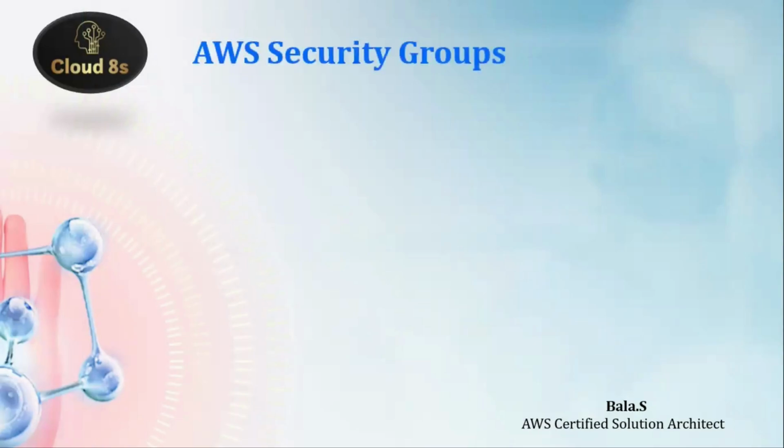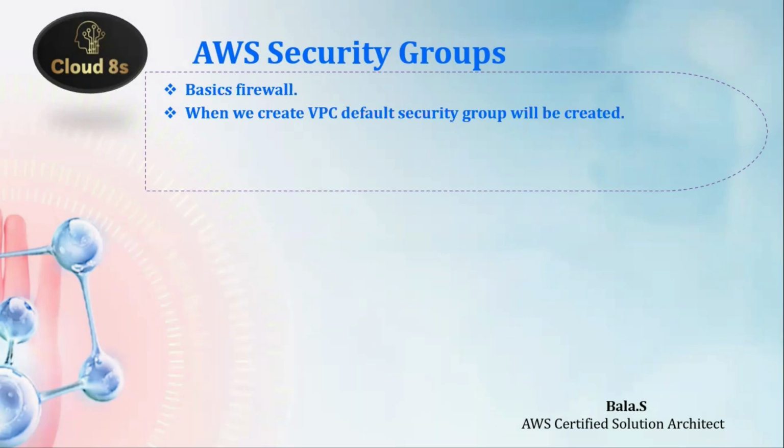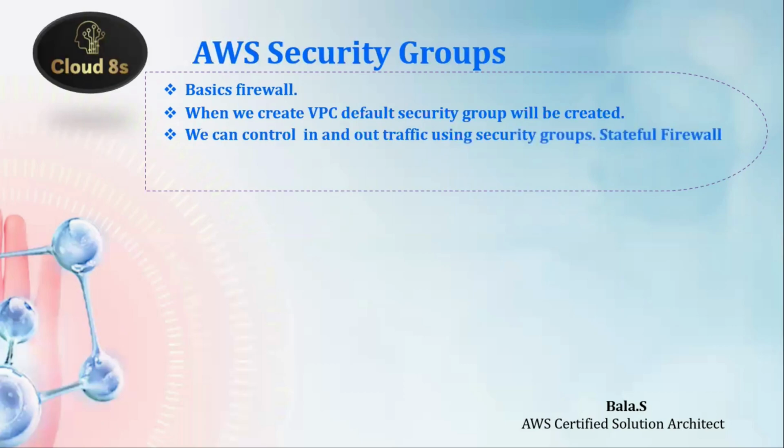Basically, AWS security groups are the basic level of firewall. As I mentioned, it is the entry level of firewall, so that we can allow and deny the traffic at the EC2 instance level. When we are creating the VPC, by default one security group will be created under the VPC. So we can create multiple security groups under the VPC. There is no limit. Using security groups, basically we can allow and deny the traffic, and we can control the inbound and outbound traffic for the EC2 instance.